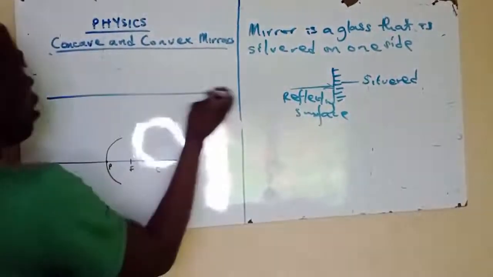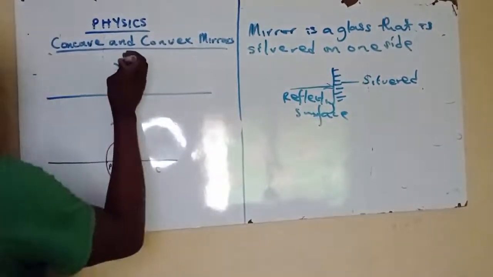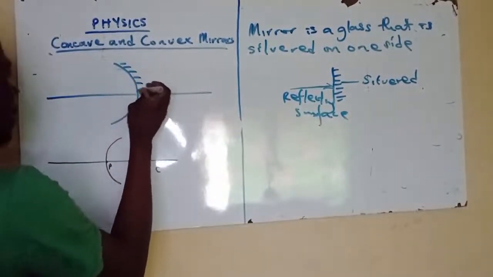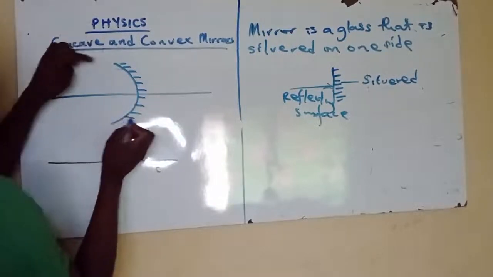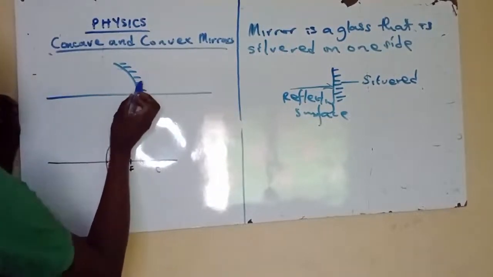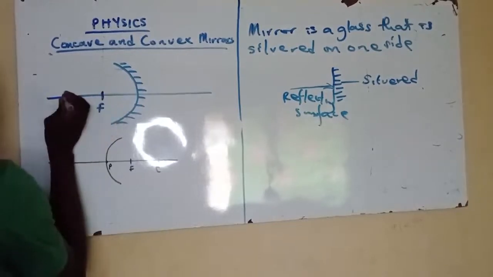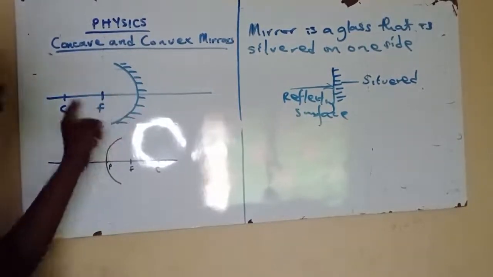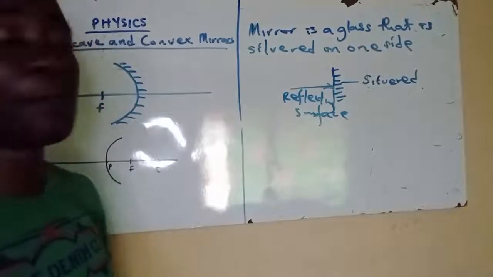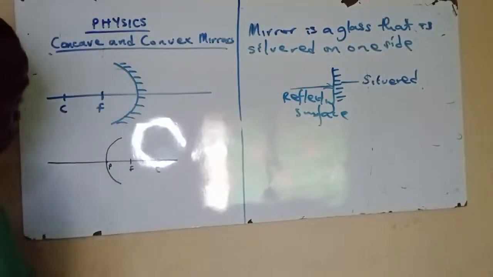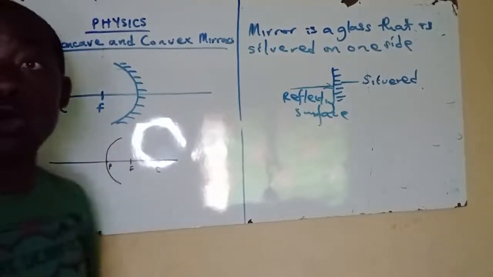The concave mirror is silvered on the outside. So the silver surface is on the outside part, and the focus and the curvature are on the side of the reflecting surface. Another thing is that they are also called converging mirrors.